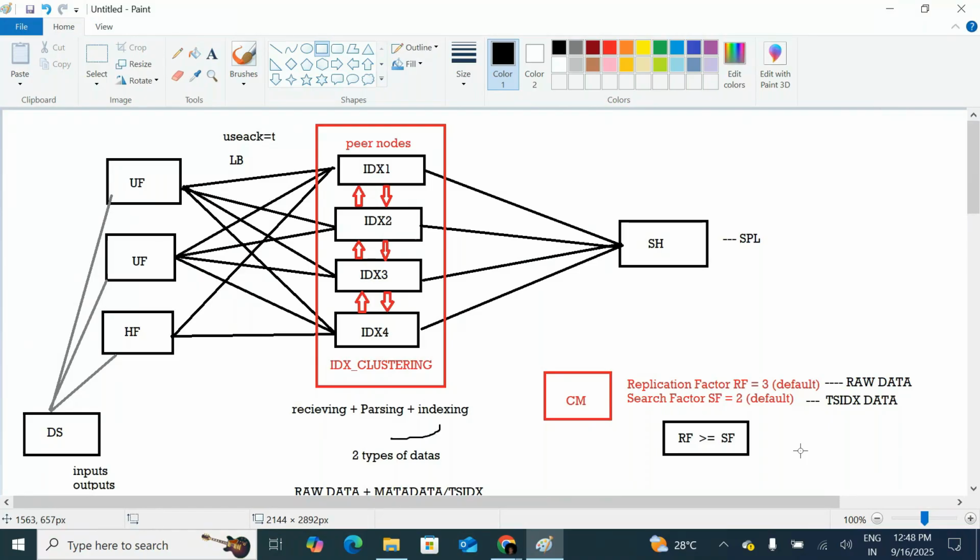That's why he is recommending that the replication factor should always be greater than or equal to the search factor. You can make it three equals, no problem. Equal is no problem, but not more than the search factor. Why? Because without a raw copy, how will you get a meta copy? Three raw copies, two meta copies, very good, no problem. We will create one more copy on our own side. You got my point? Yes, sir.